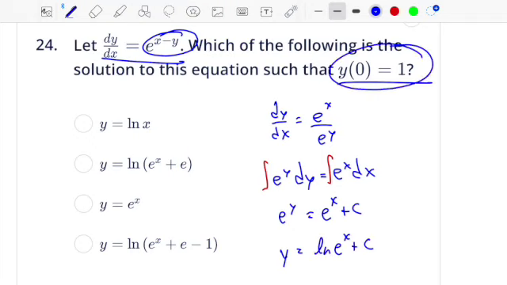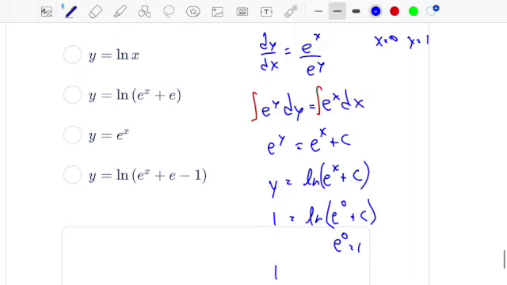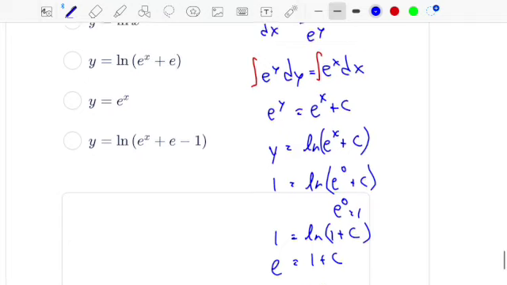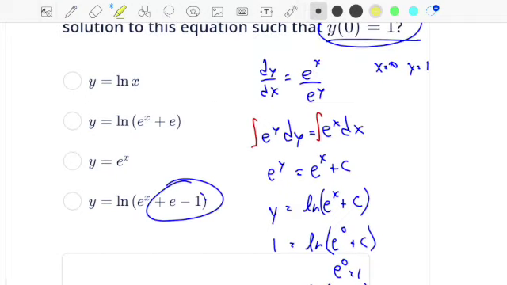And we know this point, y of 0 is 1. So when x is 0, y is 1. It's 1 equals, group that, natural log of e to the 0 plus c. E to the 0 is 1, so 1 equals natural log of 1 plus c. That's going to be e is 1 plus c, so c is e minus 1. There's that.